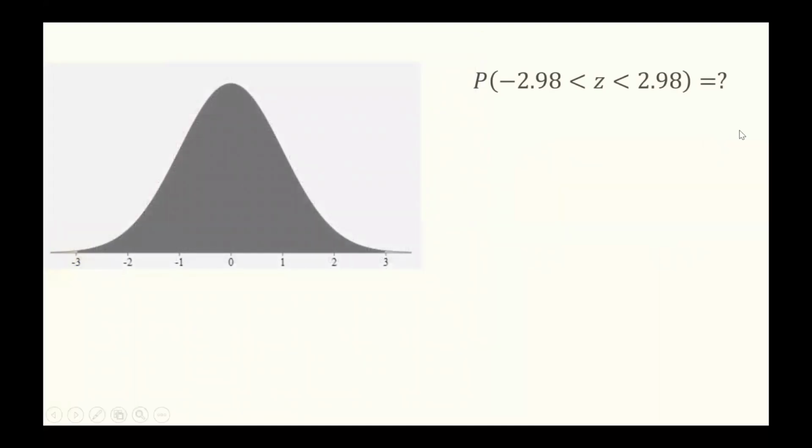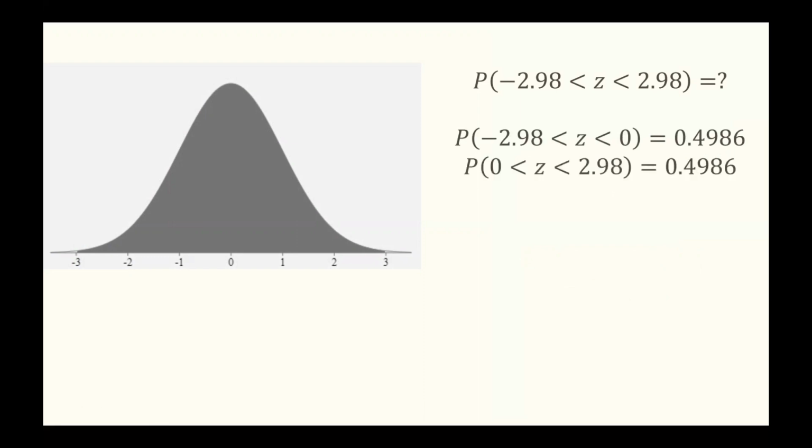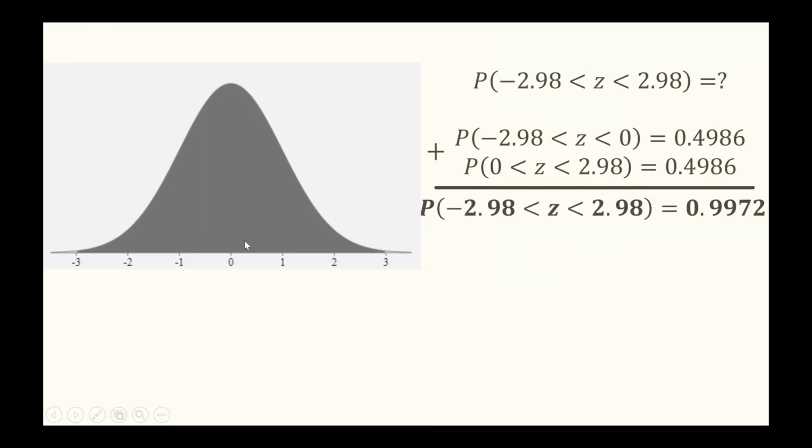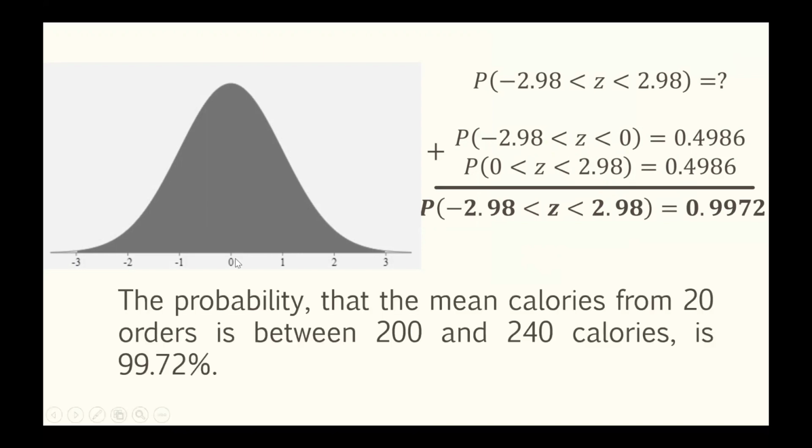In here, to compute for the probability from negative 2.98 to positive 2.98, yung nakuha natin na probability ng negative 2.98 to 0, that is 0.4986. At yung probability naman from 0 to 2.98, that is the same, that is 0.4986. Since na makikita naman obvious na yung shaded region sa normal curve ay napakalaki na na-cover niya na halos yung normal curve. So all you have to do is to add. That would be the probability from negative 2.98 to positive 2.98, that is 0.9972. Therefore, the probability that the mean calories from 20 orders is between 200 and 240 calories is 99.72%.